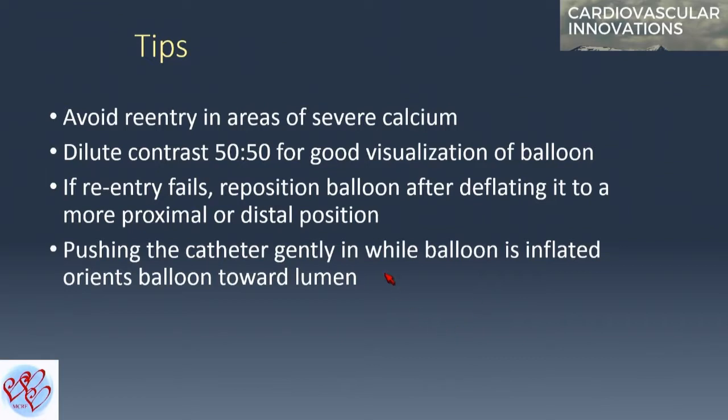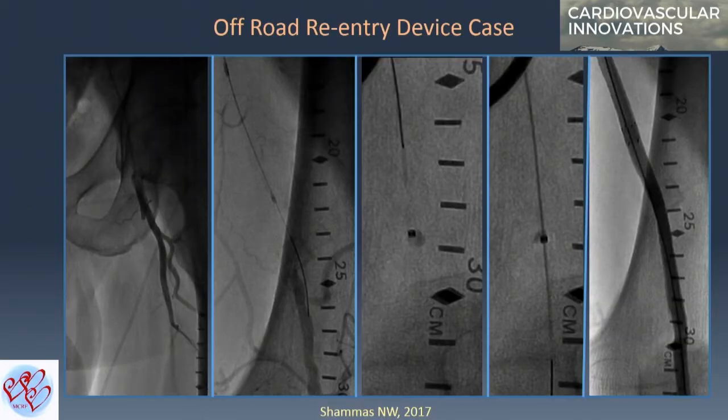With the Offroad system, we always advise a 50-50 dilution of contrast for that balloon tip. Try to avoid severe calcium. If your reentry failed, reposition the balloon after deflating it, either a little bit more proximal or distal. And then again, you can push the catheter just a little bit gently, and that helps position the balloon straight toward the lumen.